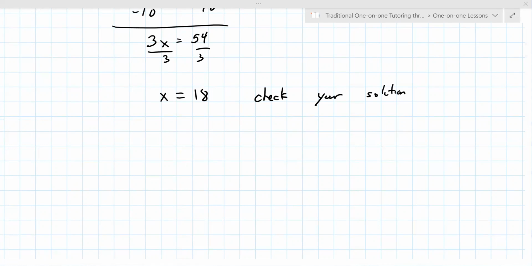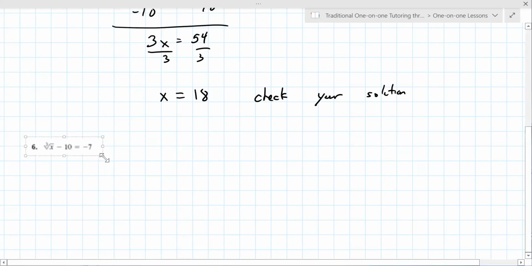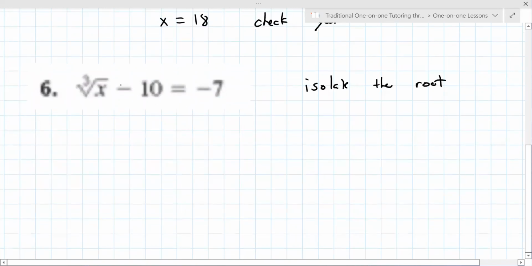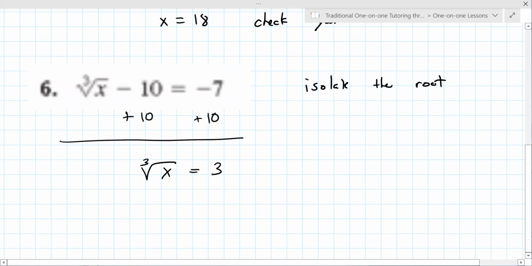Now, one of the differences with number 6, I'll get that one snipped in here, is that number 6 is not a square root, it's a cube root. It's got a power 3 on it. That's a little different, but your goal is always to isolate the root first, get it on one side of the equation. So the subtraction by 10, we need to get rid of that. So it's the cube root of x equals 3.